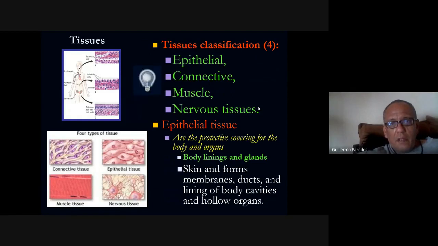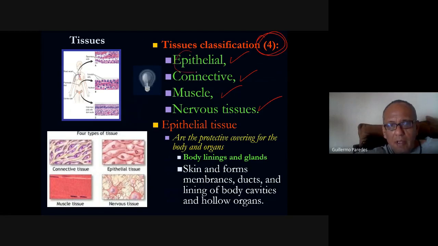Okay. So we have 4 types of tissue. We have epithelial tissue, connective tissue, muscle, and nervous tissue. Okay? So how many types of tissue do we have? 4.